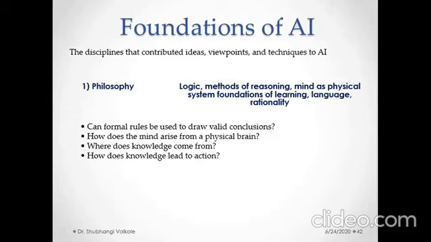So what did it study? First one is, can formal rules be used to draw valid conclusions? As we have already seen, when we give the correct premises, valid conclusions can be drawn based on those premises. So first it is studied whether we are able to design these formal rules. Then it is studied how the mind arises from a physical brain. The brain is a physical thing, so how does the concept of mind come from this brain?